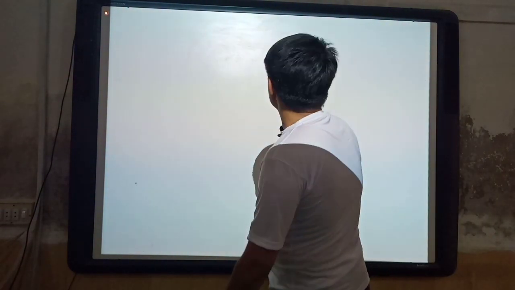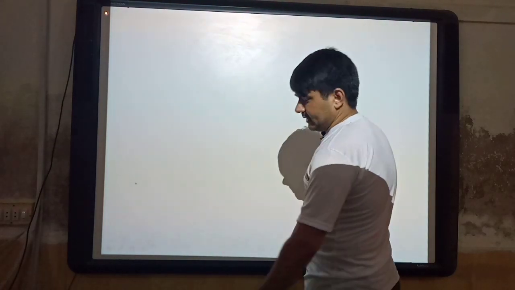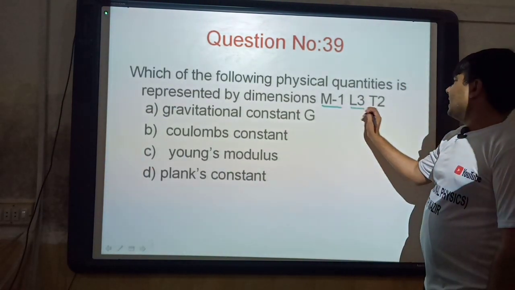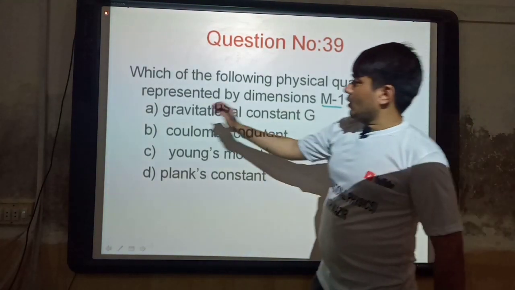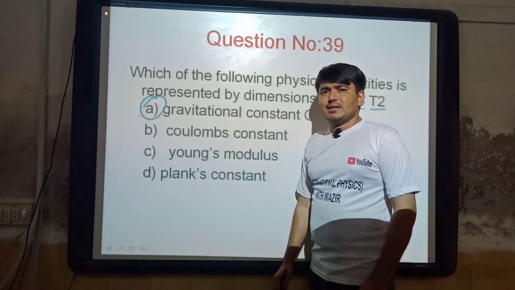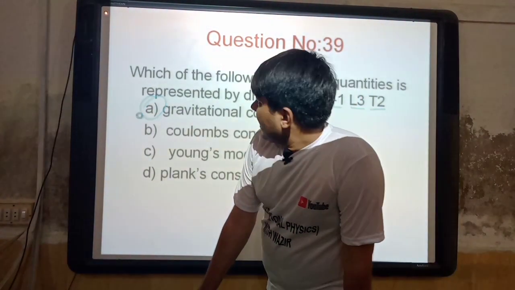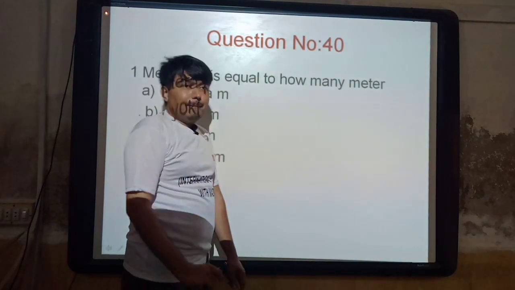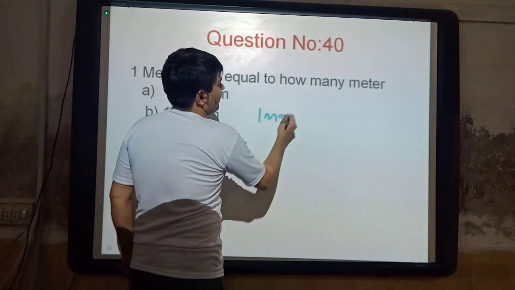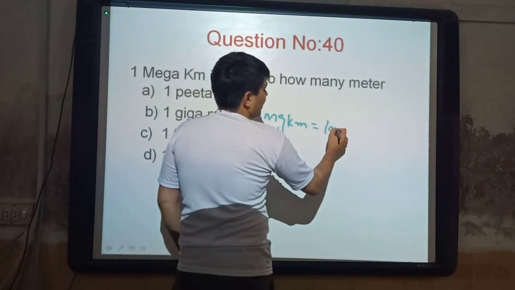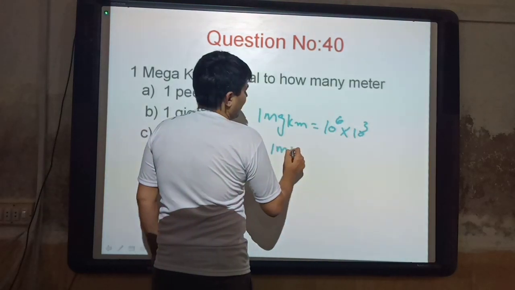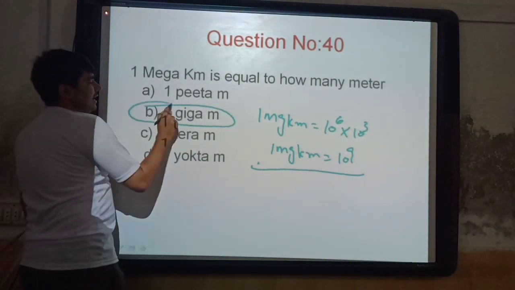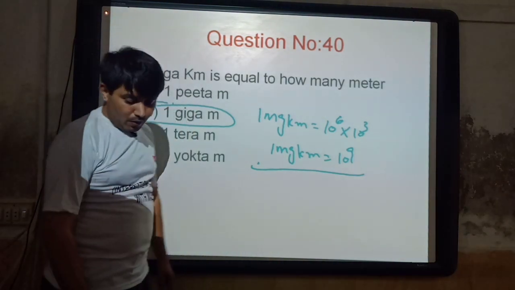Another question, 39. Which of the following physical quantities is represented by the dimension M inverse L cube T square? Yes, you are thinking right. It's the gravitational constant. Another MCQ. One megakilometer is equal to 10 power 6 into 10 power 3, so 10 power 9 meter, and we call it one gigameter. Giga is considered as 10 power 9.